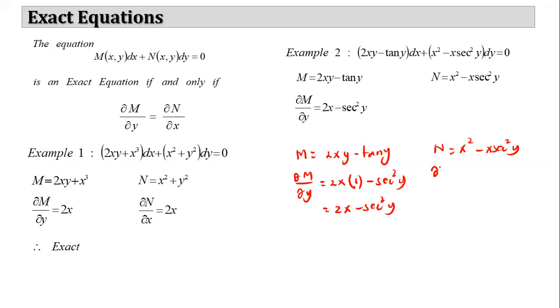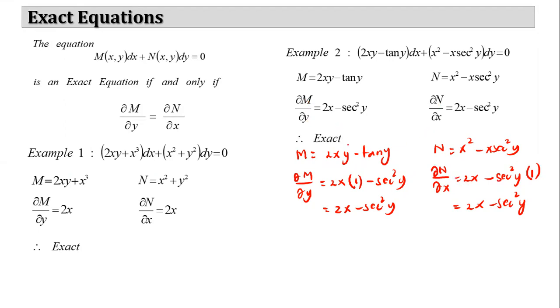And then for N, you differentiate partially with respect to x. So this is x^2, and with respect to x the derivative is 2x. And since you are differentiating with respect to x, you just copy sec^2 y, and then you differentiate x, and that is 1. So you have 2x - sec^2 y. And obviously, the partial derivative of M with respect to y is equal to the partial derivative of N with respect to x, and therefore this equation is an exact differential equation.